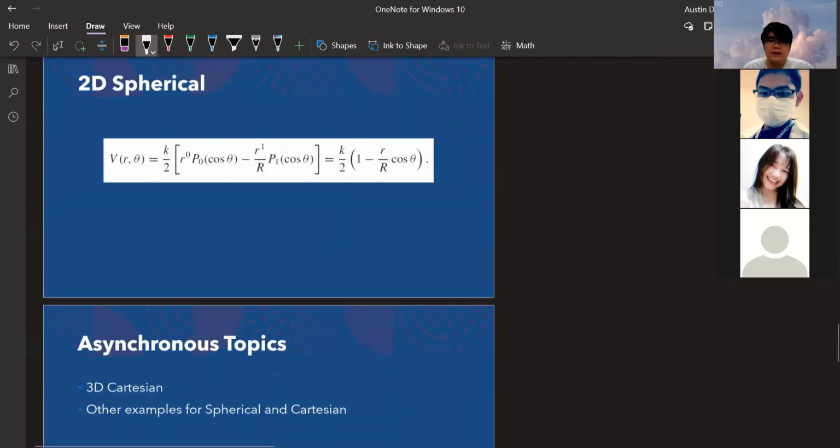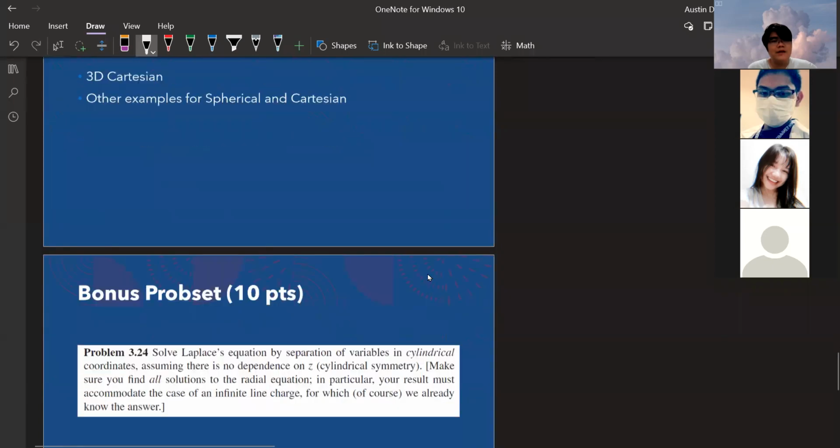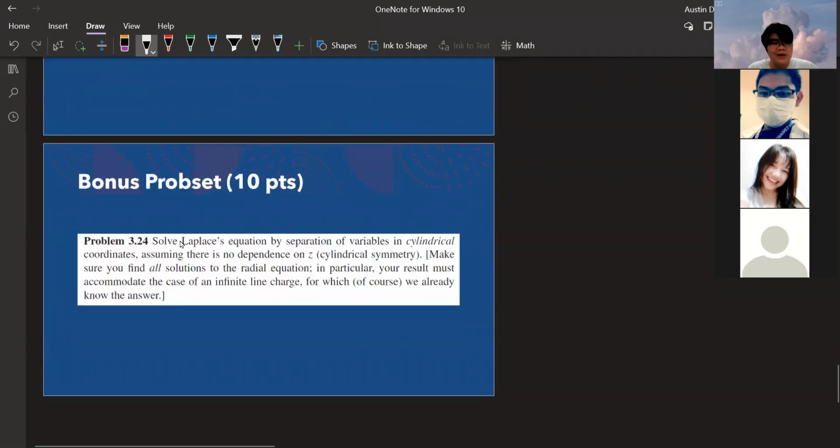So, ayun. Paulit-ulit yan sa chapter 3 sa separation of variables, and you can learn a lot from reading them. Okay? So, your asynchronous topics will be 3D Cartesian. Paano naman kapag may Z dependence na? X, Y, Z. Kasi yung example natin, naglaho lang si Z kasi symmetric naman over Z. And then other examples, of course, for spherical and cylindrical. Okay. So, meron tayong bonus problem set, no? Yung bonus problem set, dagdag na naman yun sa problem set nyo para lang sumobra yung problem set nyo.